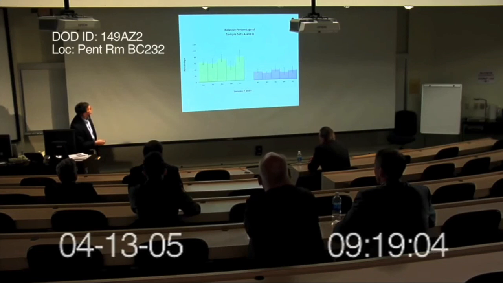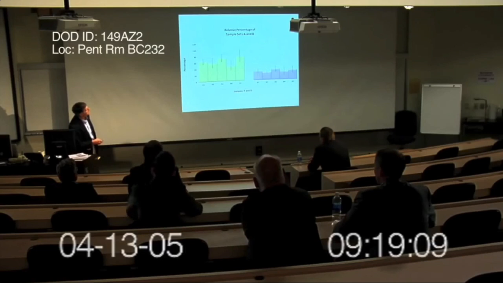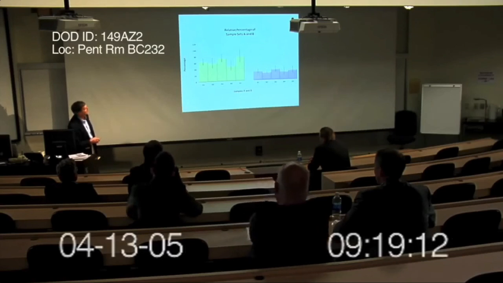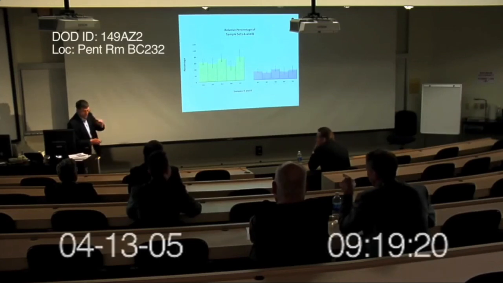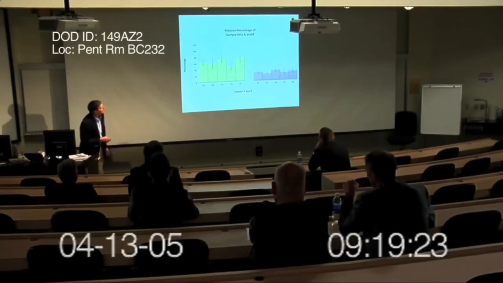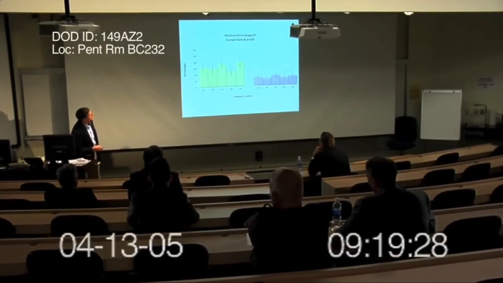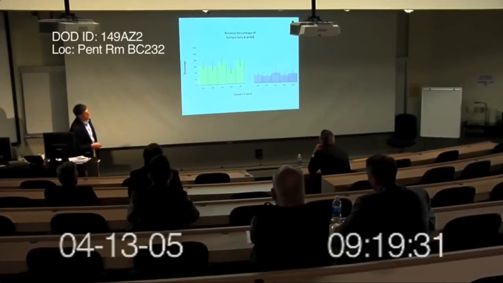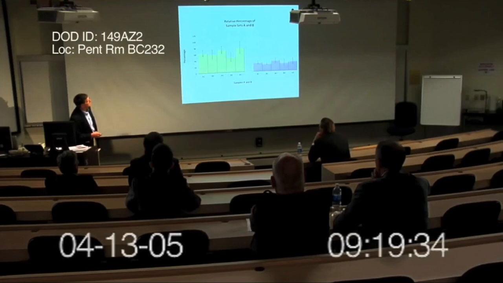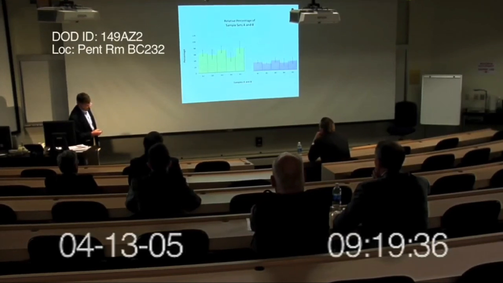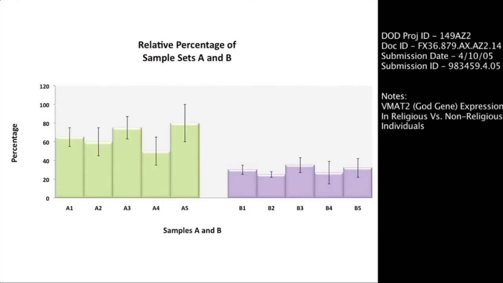On the left over here, we have individuals who are religious fundamentalists, religious fanatics, and this is the expression, RT-PCR, real-time PCR expression of the VMAT2 gene. Over here, we have individuals who are not particularly fundamentalist, not particularly religious, and you can see there's a much reduced expression of this particular gene, the VMAT2 gene. Another evidence that supports our hypothesis for the development of this approach.